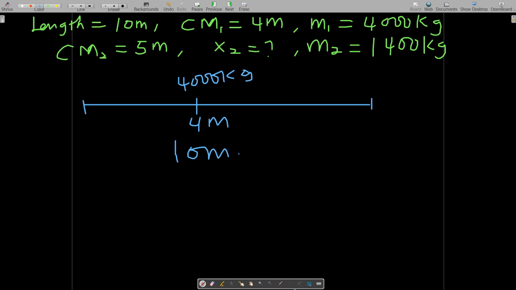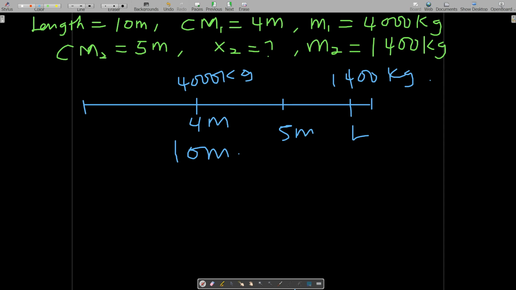And the question is, where should a 1,400 kg mass be placed so that the center of mass will be 5 meters? At first the center of mass was 4 meters, and now the center of mass is 5 meters. When we include a new external mass, let's say somewhere here that we don't know, let's call that length L, and the mass is 1,400 kilograms. So where should we place it so that the new center of mass will be 5 meters?